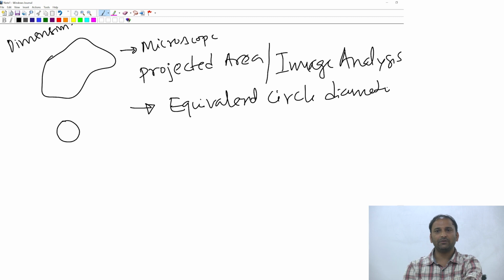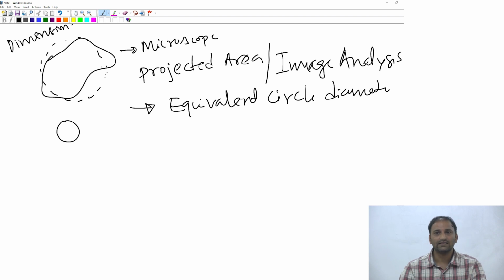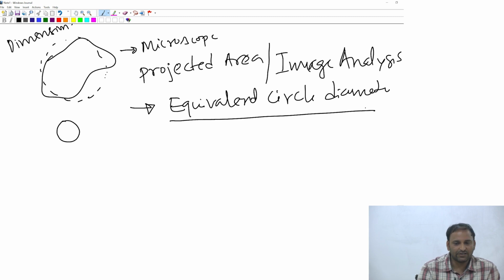What you do is, I have an image of an object, and I have some way of measuring the area. I find out the area of the circle that has exactly the same area as the projected particle area that I have taken. From that I can back calculate the area of the circle whose area is equal to the area of the particle under consideration. That gives me what is called the equivalent circle diameter. This is one way of characterizing the size of an irregular object.